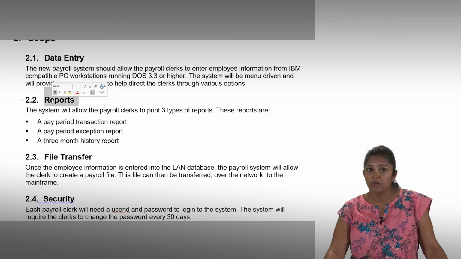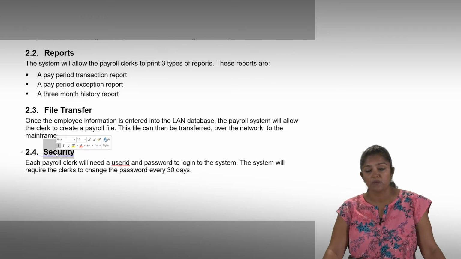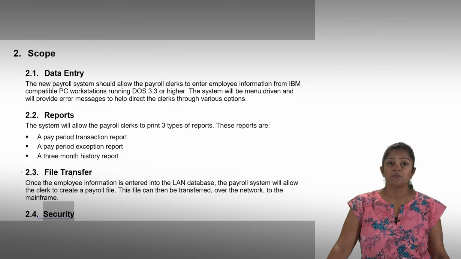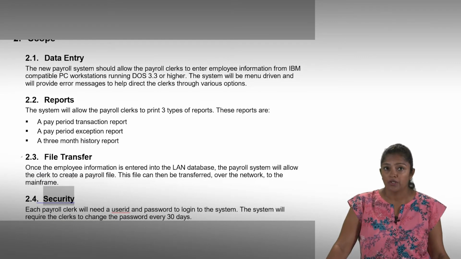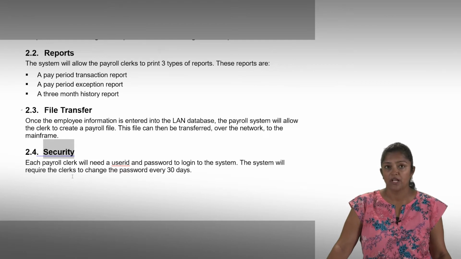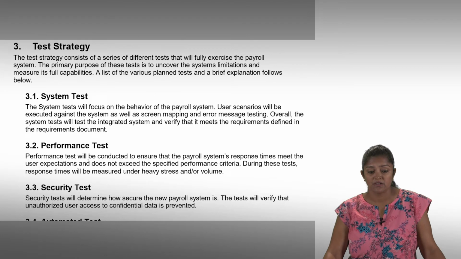What kind of reports are going to be tested? There's three specific reports that are listed. Those are the ones that will get tested. The file transfer feature is going to get tested, and the security aspect is going to get tested. So that's the scope, and the test plan is going to focus on these four specific functionalities and modules. Then section 3 specifies the test strategy.